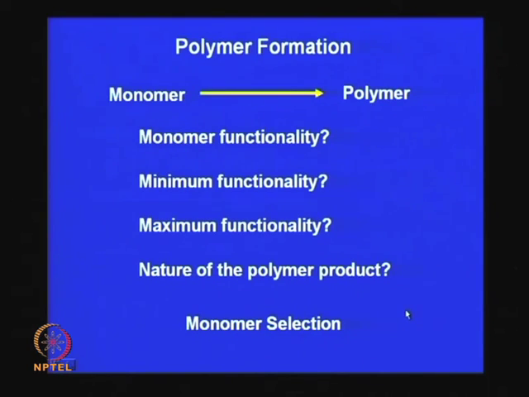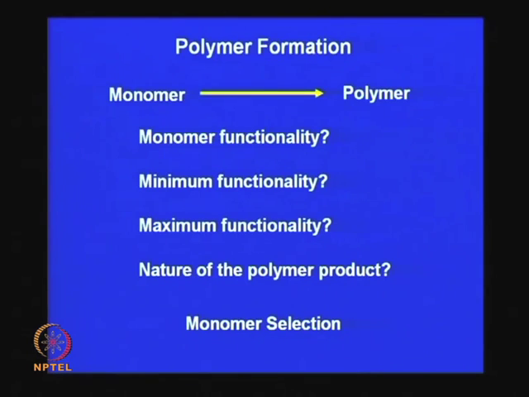Then if there is a minimum functionality of 2, is there any maximum requirement of functionality? Can it be 3? Can it be 4? Can it be 5? Yes, it is possible to have 3, 4 or 5 reactive functional sites on a molecule. Then what will happen to the polymer structure, or what kinds of conditions are necessary to convert those monomer molecules having more than 2 functional groups into a polymer? Those things should be considered.